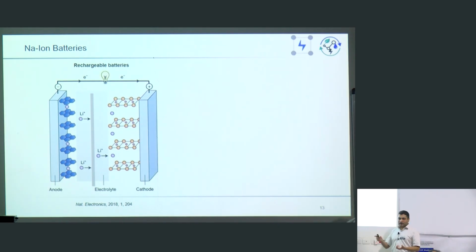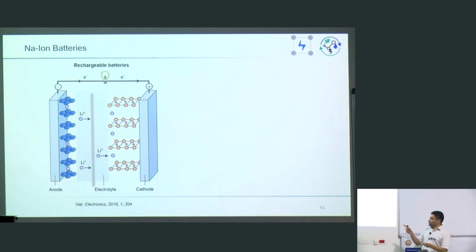When you're charging your battery, the directions are reversed. The lithium now goes from the cathode to the anode, and the electron is now flowing through this external circuit because you are pumping electrons into the battery. This is recombined, and the lithium atoms sit between these graphite layers. Very simple, very easy. It works, it's been proven.